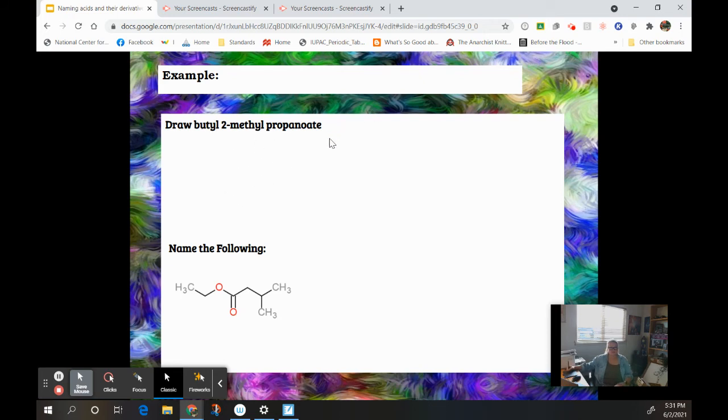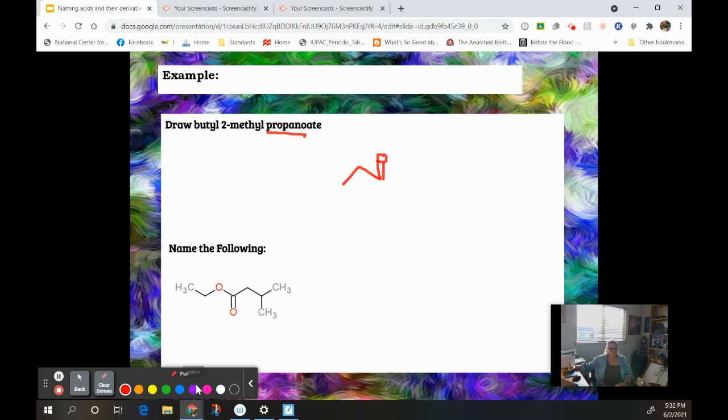Whenever I see an ester, and I know it's going to be an ester because the last word has the suffix -oate, I'm going to start by drawing the longest carbon chain that goes with that. So propanoate is going to be 1, 2, 3 carbons long, and since it has the -oate at the end, it has the double bonded oxygen.